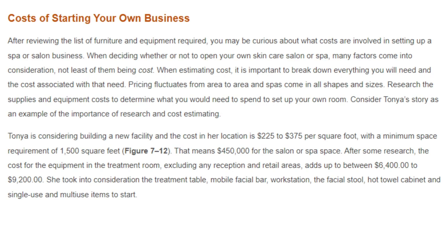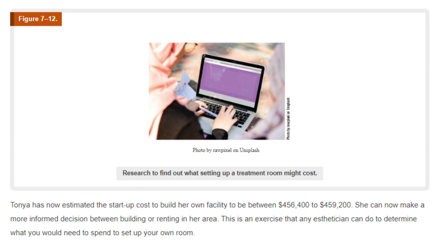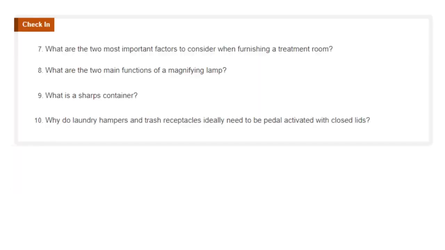She took into consideration the treatment table, mobile facial bar, workstation, the facial stool, hot towel cabinet and single-use and multi-use items to start. Figure 7-12. Tanya has now estimated the startup cost to build her own facility to be between $456,400 to $459,200. She can now make a more informed decision between building or renting in her area. This is an exercise that any esthetician can do to determine what you would need to spend to set up your own room.